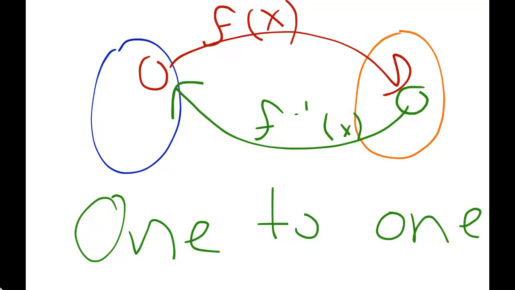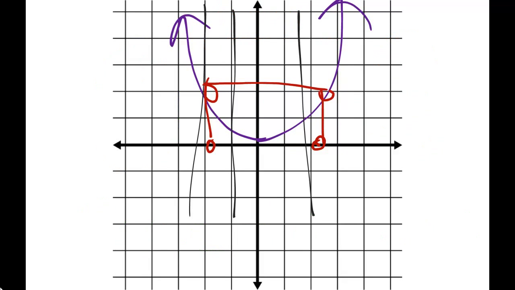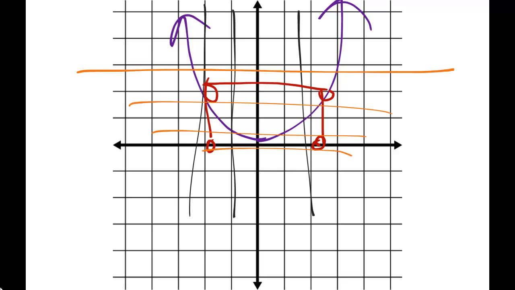If you have 1 to 1, then you can have an inverse. How do we test for 1 to 1? Horizontal line test. If I go into the horizontal line test here, it fails miserably, right? It fails a whole bunch of times. So our parent function, f of x equals x squared, has no inverse, because it fails the horizontal line test. It's not 1 to 1.